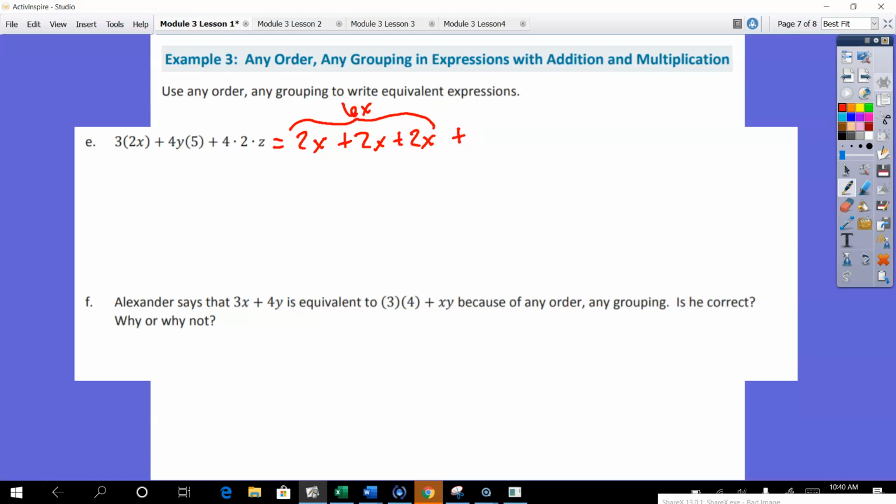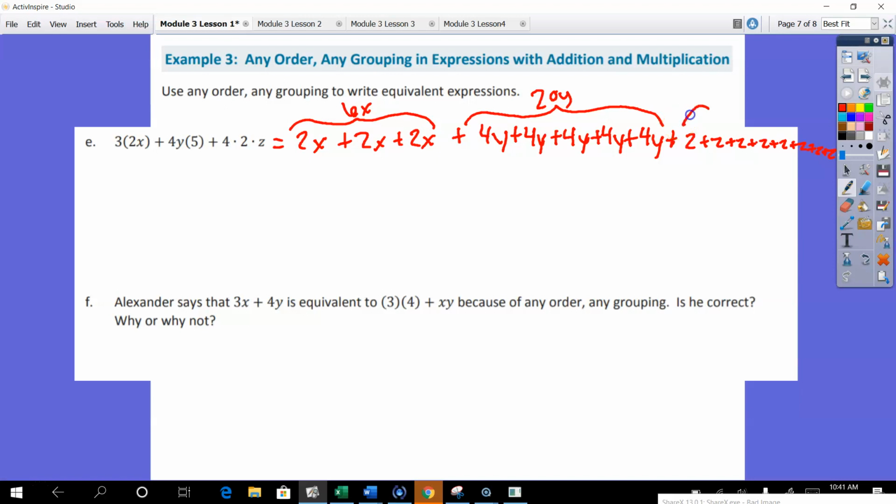Plus, then we have 4y times 5, so we have a total of 20 y's, plus 4 times 2, which is 8, times z. So there are 8 z's.